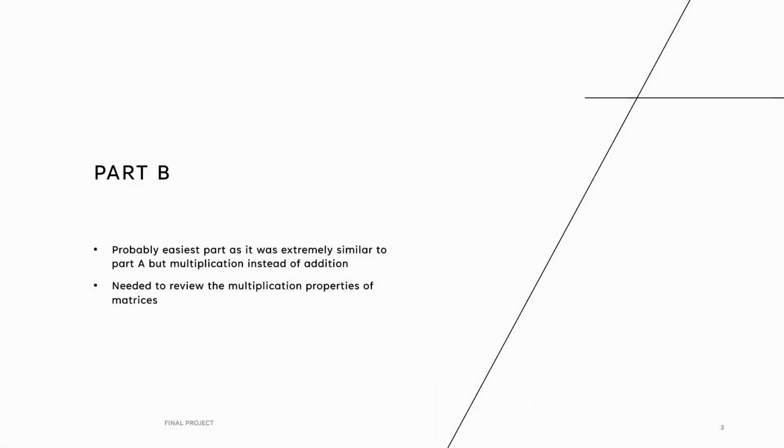Part B was easier than Part A because most of the code could just be moved over to there. The only difference was with the way I had to multiply the matrices together, which I had to review as I wasn't sure off the top of my head.